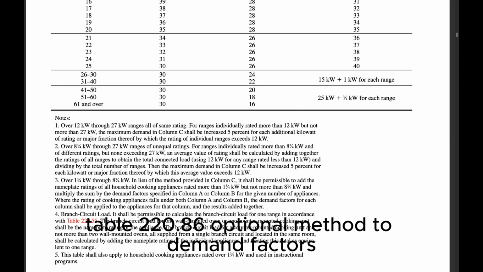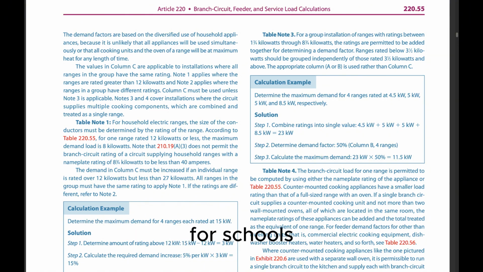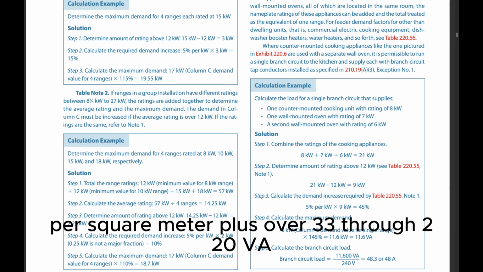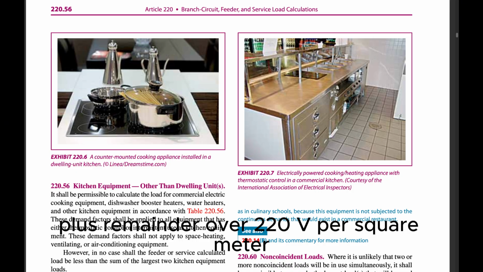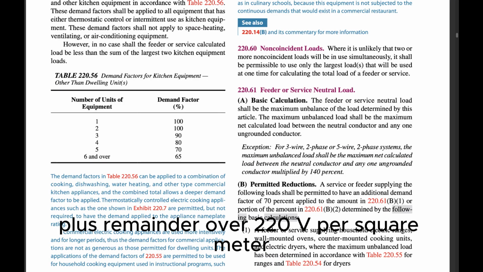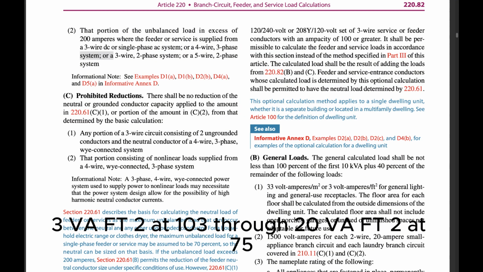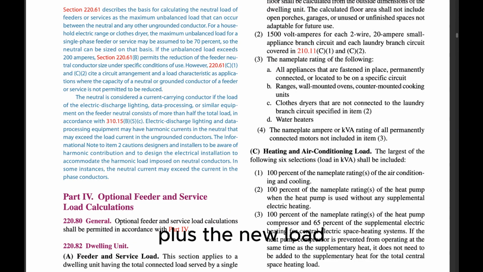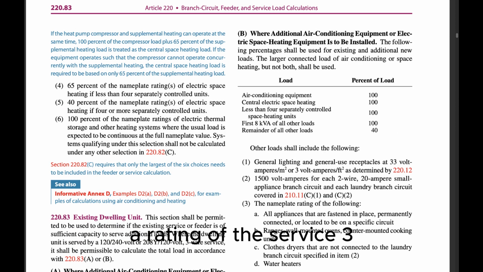Table 220.86 Optional method demand factors for feeders and service conductors for schools. Demand factor, connected load %. First 33 VA per square meter plus, over 33 through 220 VA per square meter plus, remainder over 220 VA per square meter. The maximum demand at 125% plus the new load does not exceed the ampacity of the feeder or rating of the service.